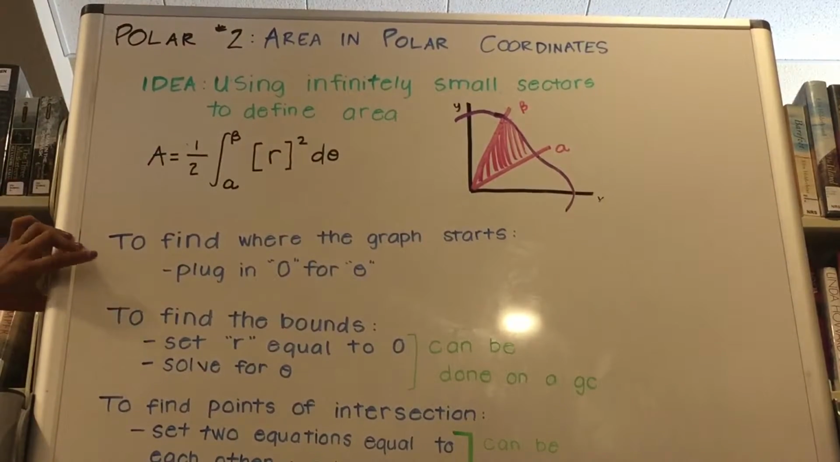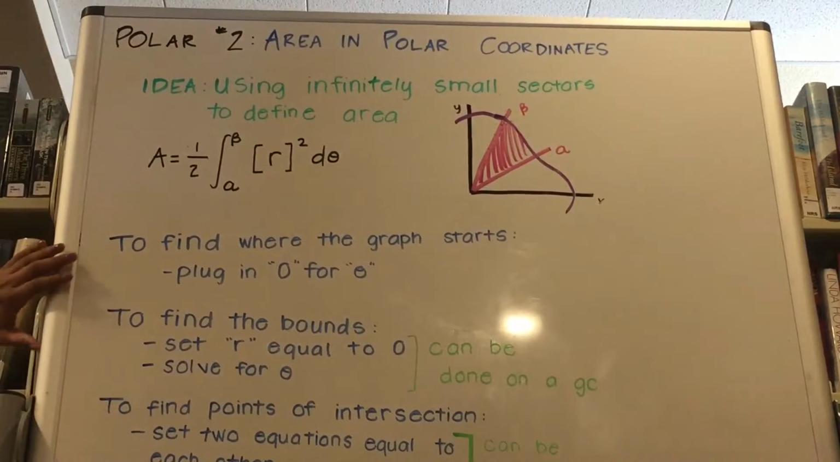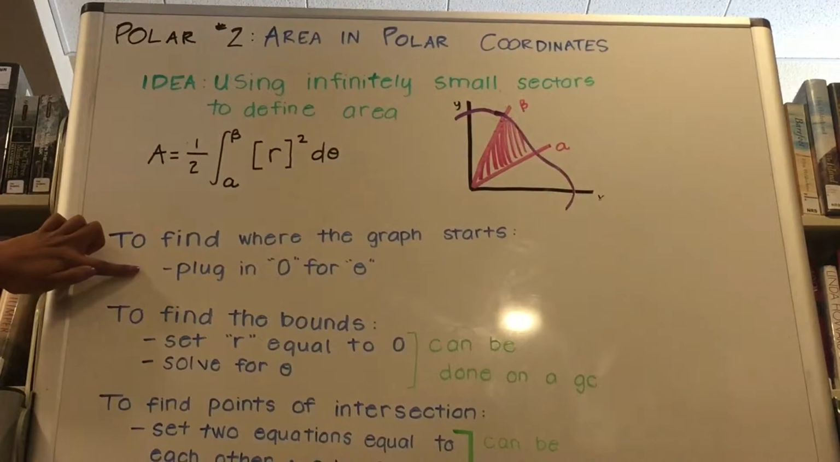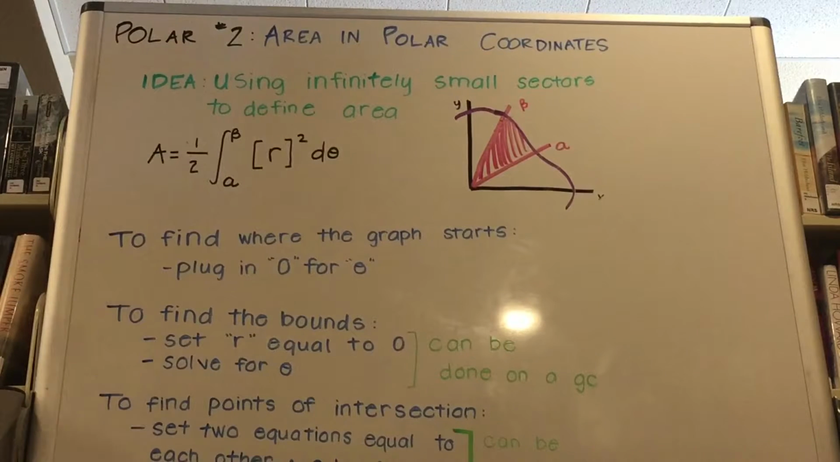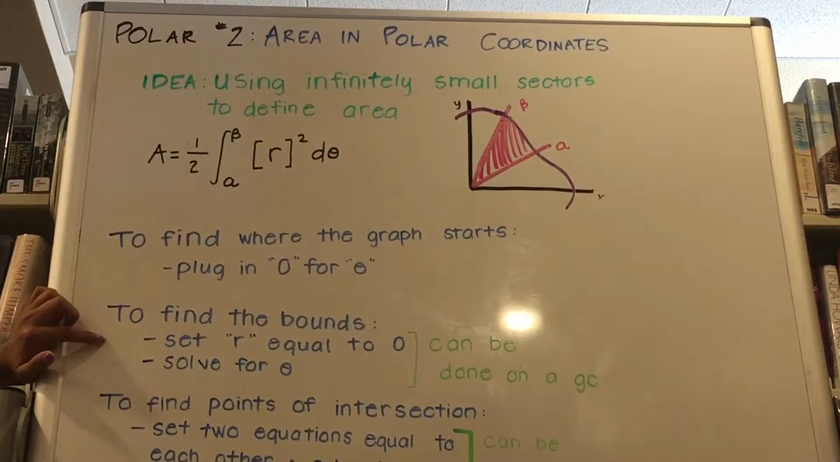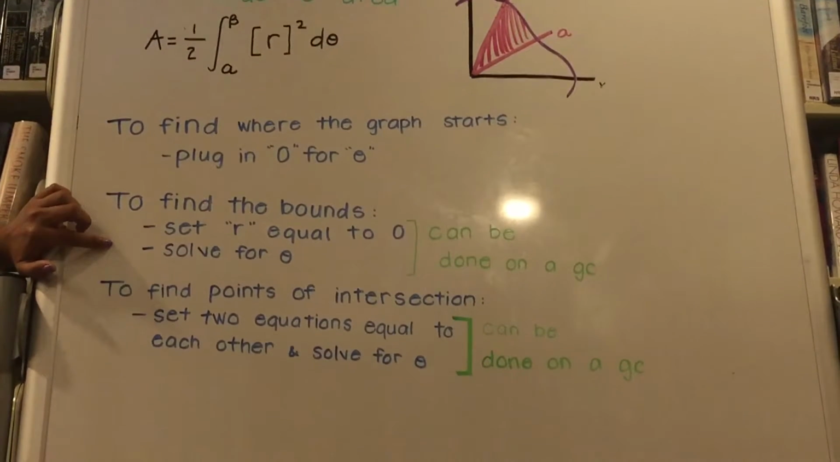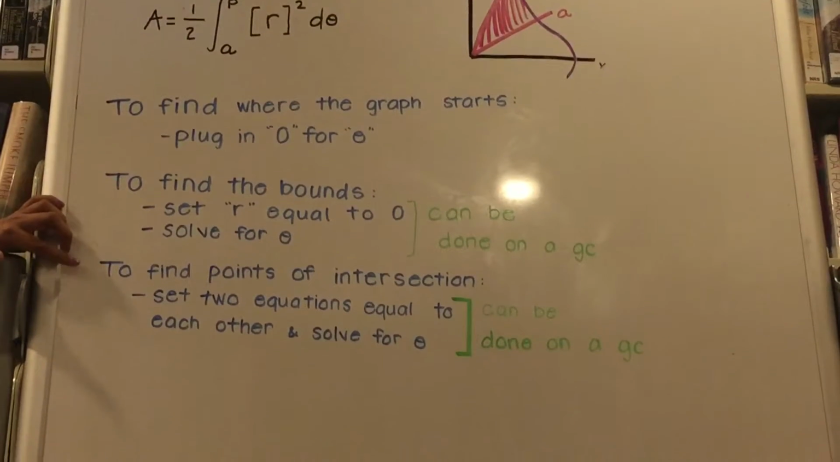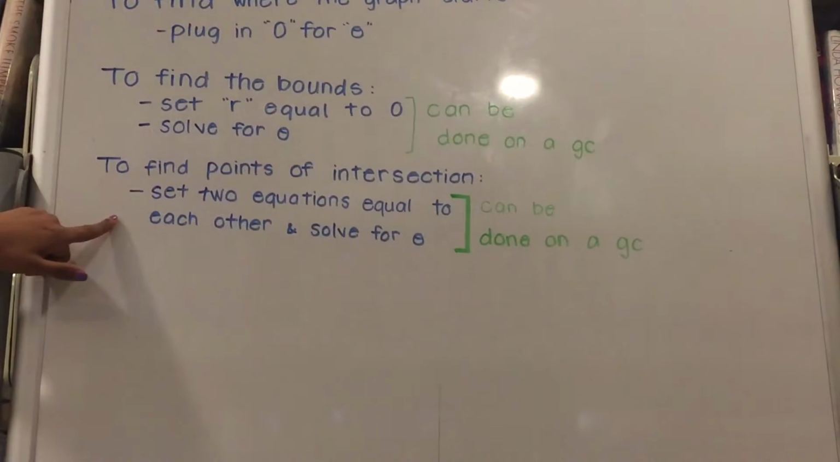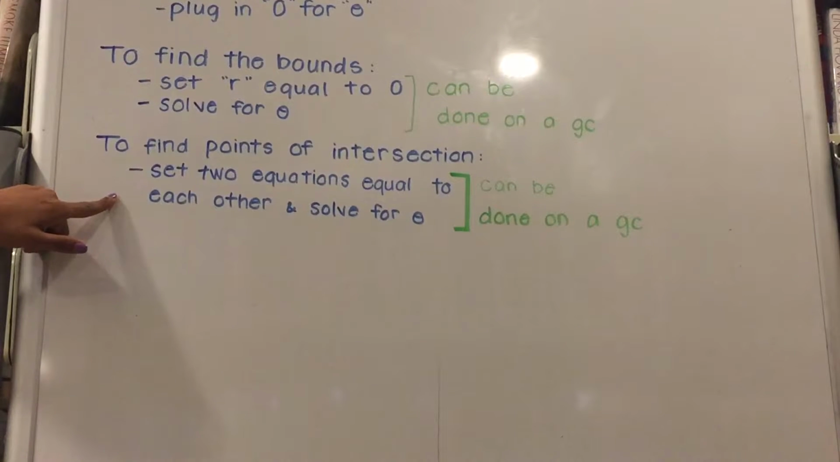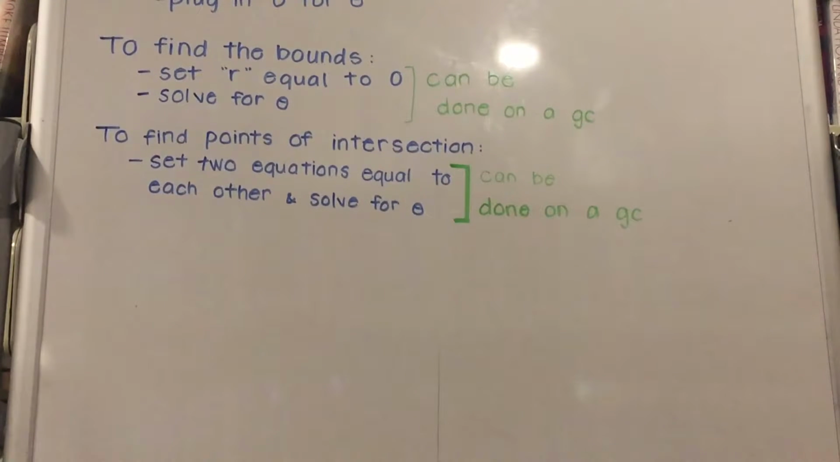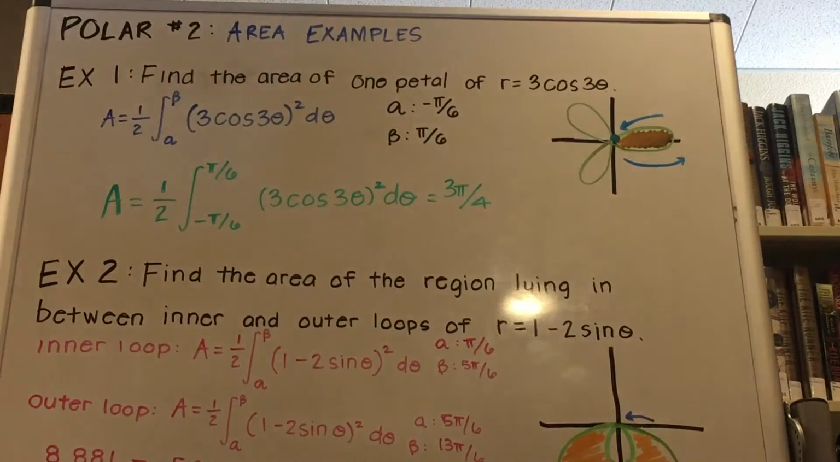These are the three things you need to know. To find where the graph starts, you plug in 0 for theta, so that'll give you the first point. To find your bounds, you set r equal to 0, so whatever your r equation is, put that equal to 0 and solve for theta. This can be done on a graphing calculator. Then to find your points of intersection, you set the two equations equal to each other and solve for theta. This can also be done on a graphing calculator. That's it.